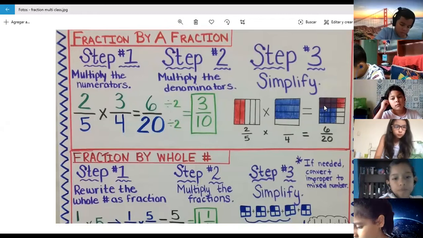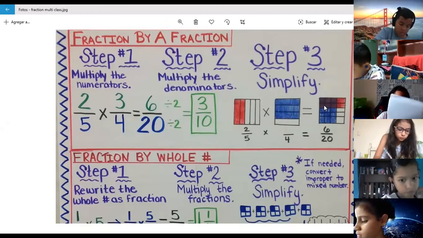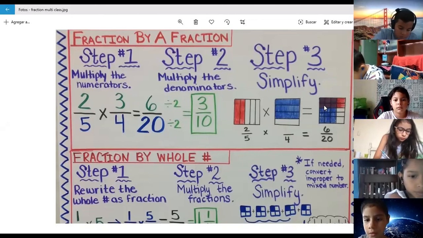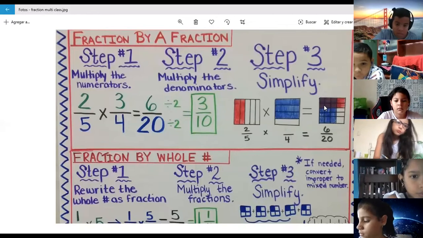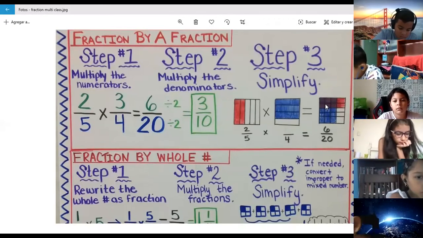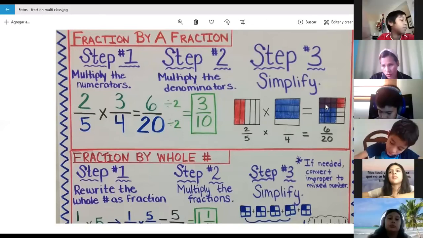Can you scroll down to see the number that is below? We're just copying the number 1. Just fraction by a fraction. We are not copying the second one, just the number one. Calm down.